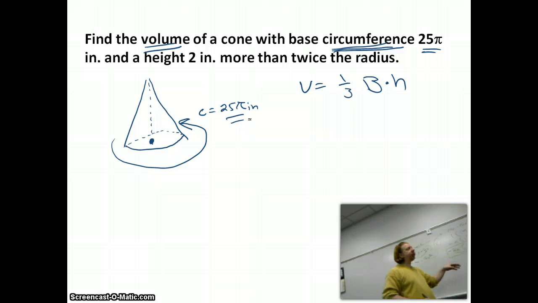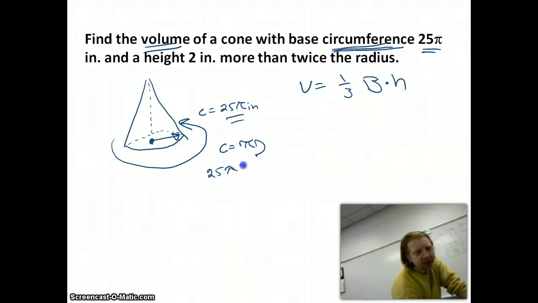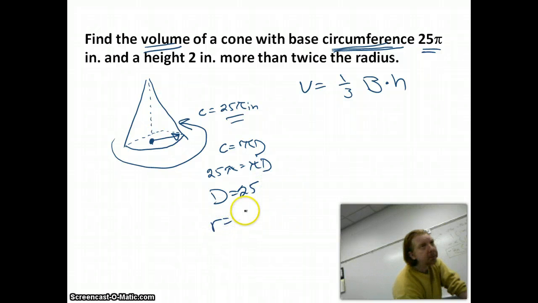How do I take circumference and turn it into an area? Or rather, turn it at least into a radius I can use. Not yet. Divide by 2? No, the circumference. Circumference we know is diameter times pi, so pi times diameter. So that means 25 pi equals pi times d. The diameter is 25. So what's the radius? 12.5.